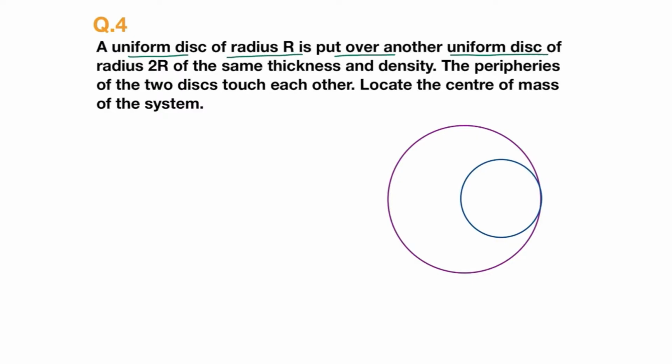So in this question we are given a uniform disk of radius r is put over another uniform disk of radius 2r of the same thickness and density. The peripheries of the two disks touch each other. Locate the center of mass of the system.